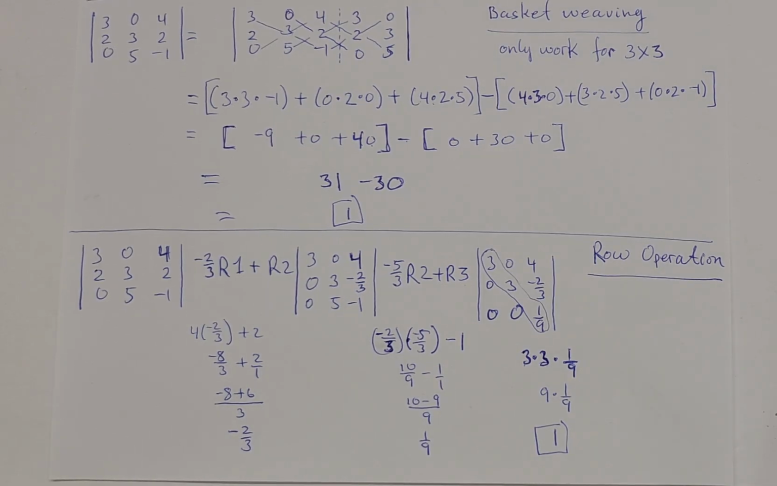Next, if you notice something, this is already a 0, so we just leave this alone. So all we did was change row 2 and leave the first row and the third row alone. This is a 0, so we don't need to change it. We'll leave that alone. Next, we need this 5 to be a 0.